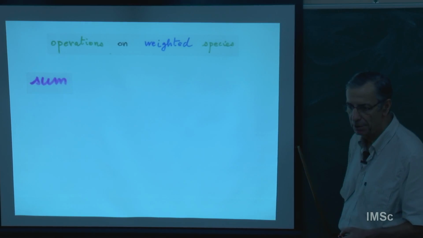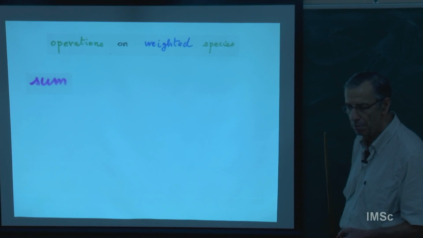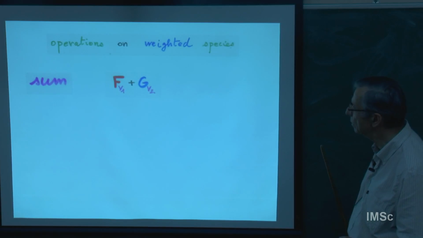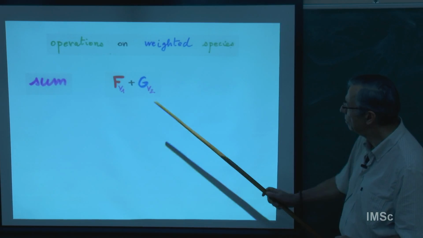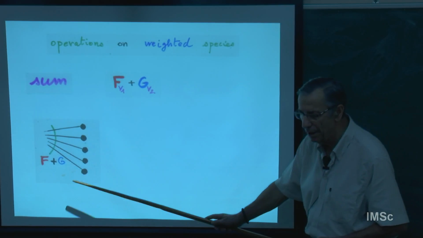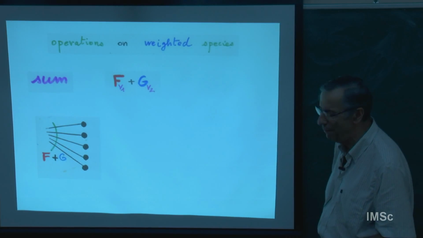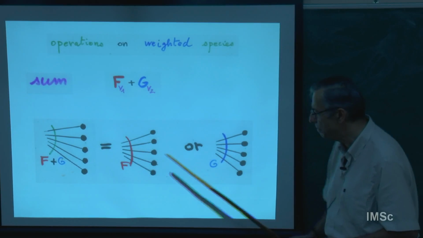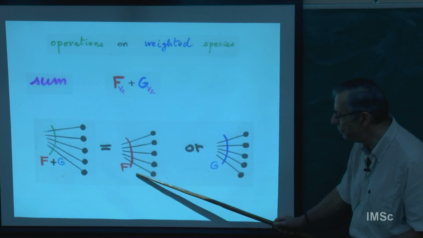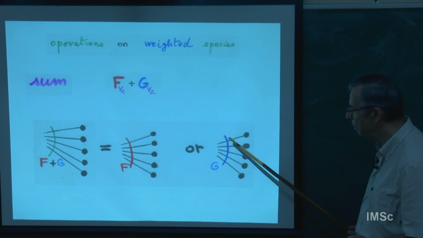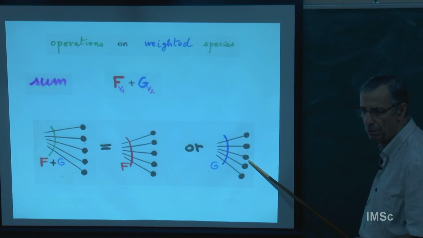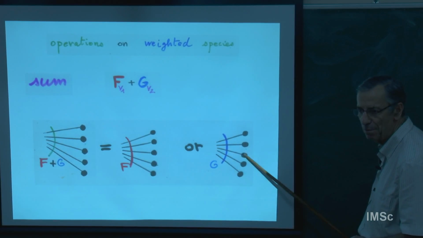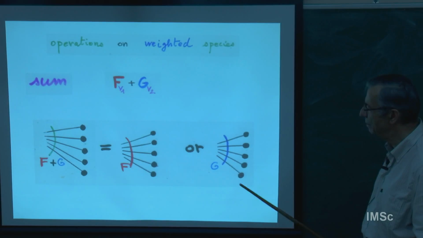So I have elementary operations, the same as before, but you just have to take care of the weight. So the sum of two structures, you remember last time, I just remind you of the operation you did last time. The sum of two structures F and G is symbolized by this picture. Either you put an F structure on U, or you put a G structure on U.